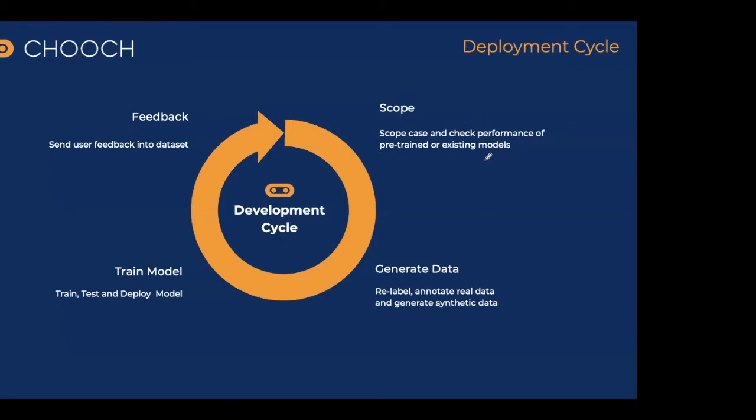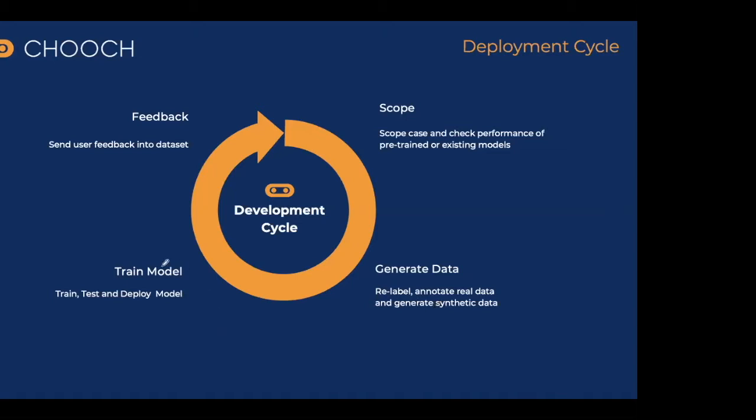You scope the case, and then on the technical side, you start to check the performance of the pre-trained models or existing models. You want to be able to use the pre-trained models as much as possible to deploy a model or an inference engine to the client. But you also have to understand that usually these pre-trained models are not sufficient for production purposes unless they're built for a specific purpose. Then what happens is you generate data, and what you're doing is creating this data to augment the data that already exists there or generate something from scratch.